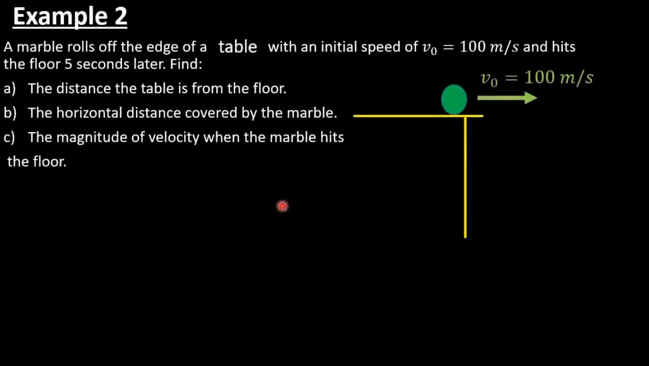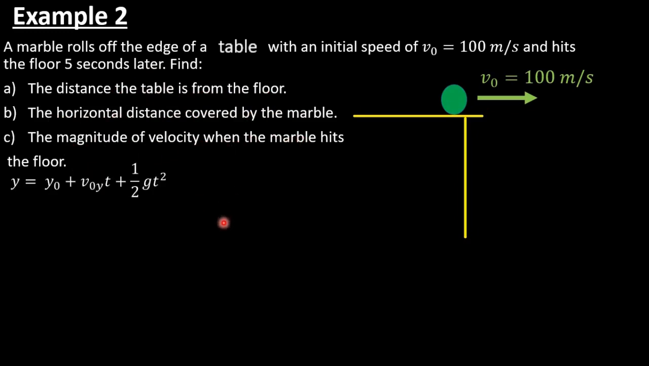So example 2. A marble rolls off a table with an initial speed of v sub 0 equals 100 meters per second and hits the floor 5 seconds later. A, find the distance the table is from the floor. B, the horizontal distance covered by the marble. C, the magnitude of velocity when the marble hits the floor.